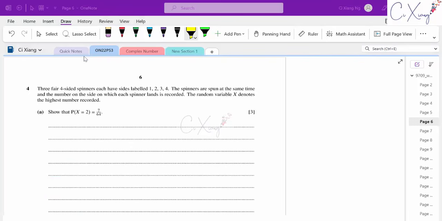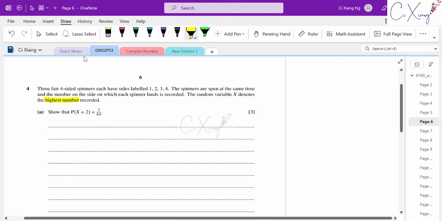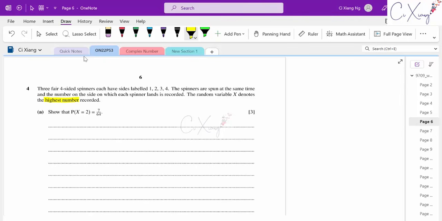Question number 4. We have 3 fair 4-sided spinners, and each side is labelled 1, 2, 3, 4. The spinners are spun at the same time, and the number on the side on which the spinner lands is recorded. The random variable x denotes the highest number recorded. So x is the highest number that we get among the 3 fair spinners that we spin. First they want us to show that the probability for x equals 2 is 7 over 64.